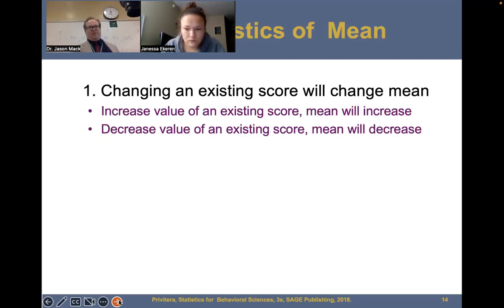Some characteristics of the mean. These are just rules. Increasing the value of an existing score, the mean will increase.